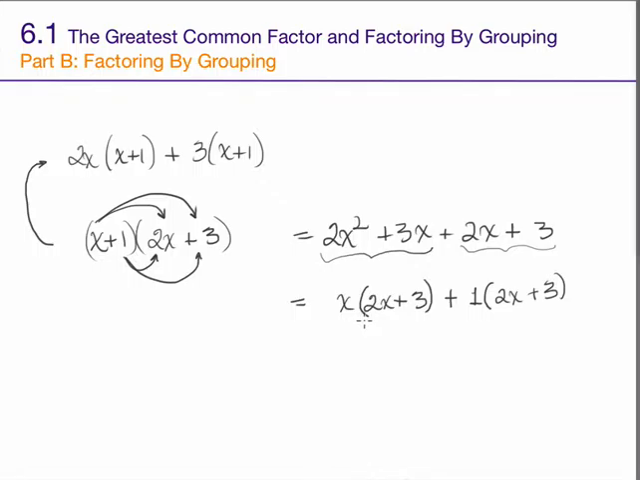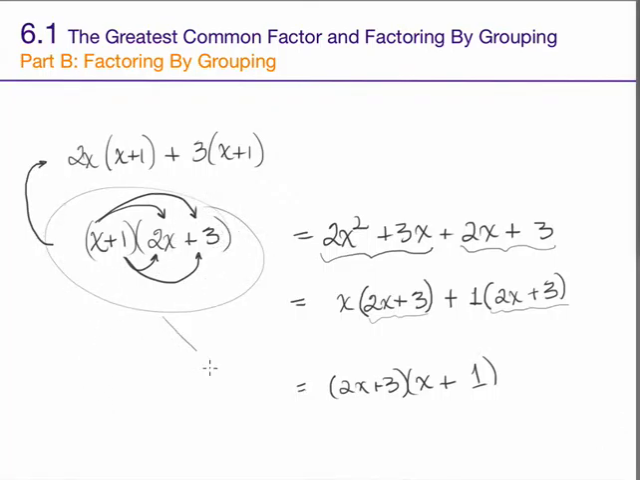What's the greatest common factor now? 2x plus 3. 2x plus 3 is common to both of these terms. And what's left over, what did I have to multiply that by to get this term? I had to multiply it by x. And to get this term, I had to multiply it by 1. This is actually the same thing as I had here, but the factors are in a different order.